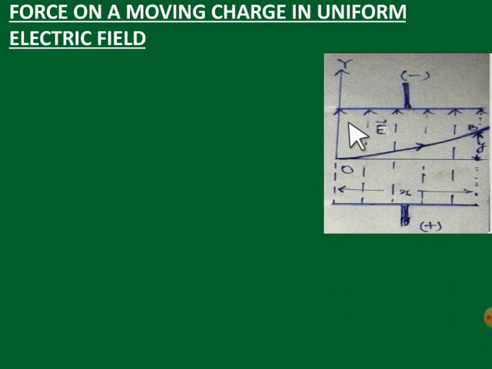Now consider a charged particle Q of mass m moving with velocity v along OX. OX means this is the x-axis, let's take it, along OX means from O to X in this direction, inside the electric field. That means your charged particle is moving along the x-axis with a velocity v, perpendicular to the electric field. As shown here, right?